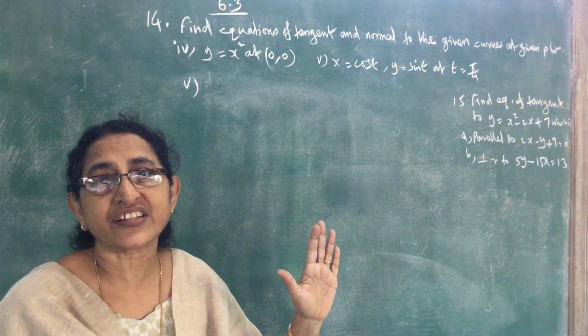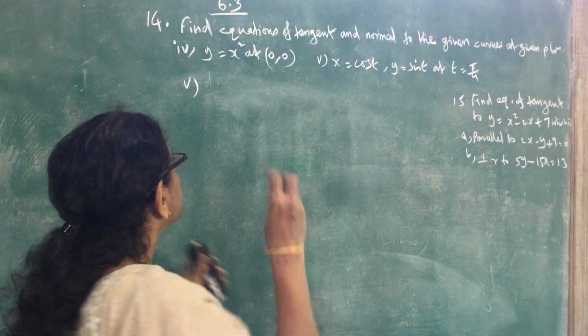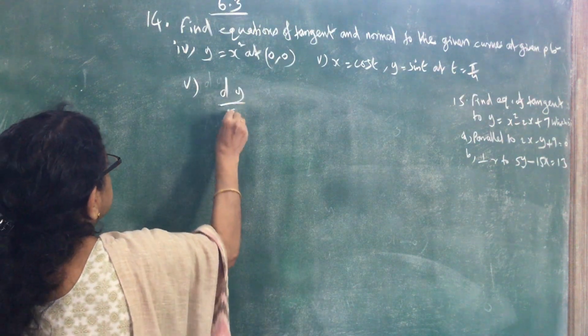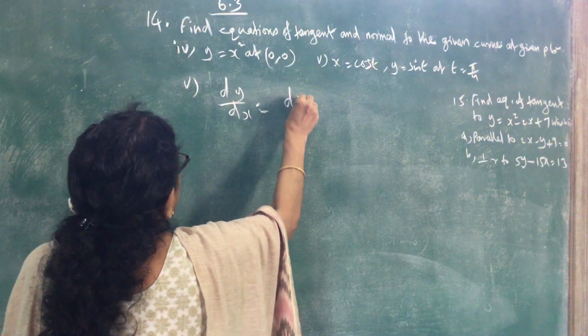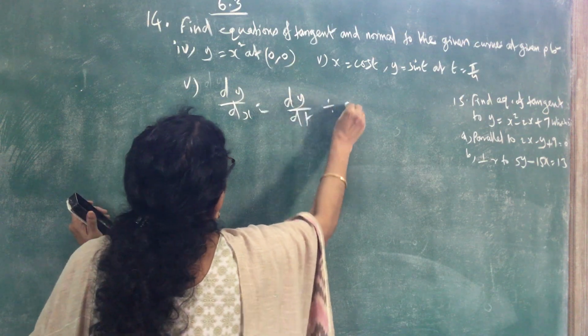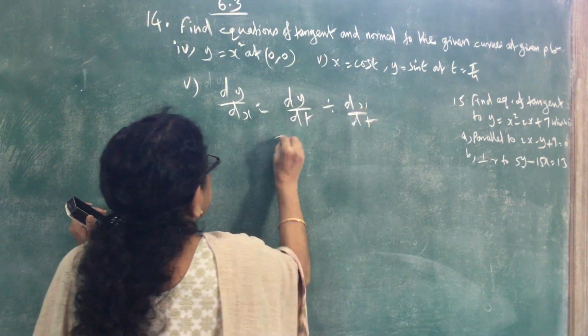So first we have to find the slope of the tangent, dy by dx. What is dy by dx? In the parametric form, it is dy by dt divided by dx by dt. So find that. dy by dt.